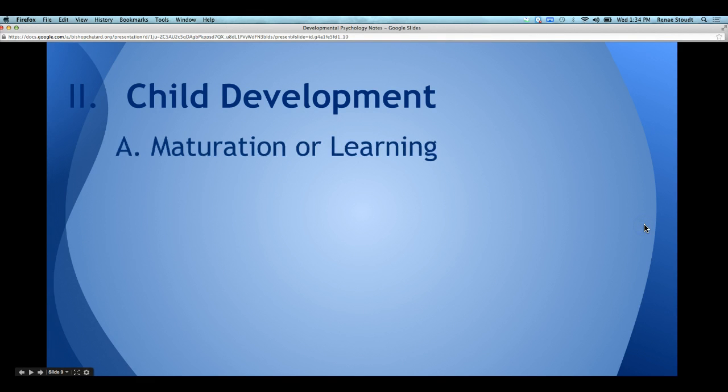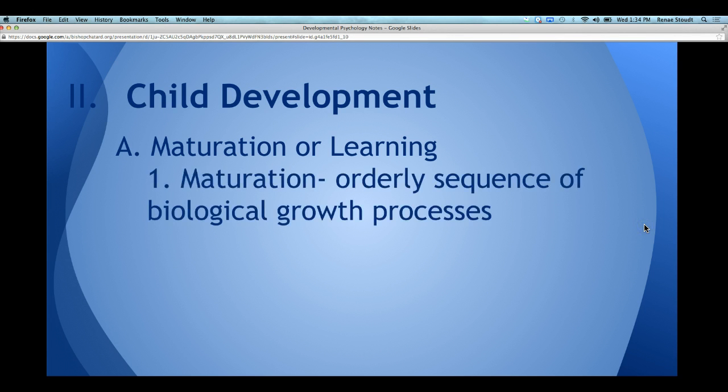maturation and learning. This is another big concept in psychology, just like nature versus nurture. There are some things that are very clear-cut maturation, some things that are very clear-cut learning, but then there are other things that are kind of iffy and could go either way. So I want to make sure you understand what maturation and learning are.